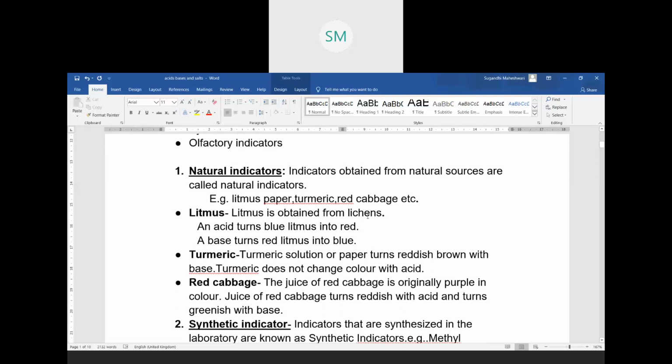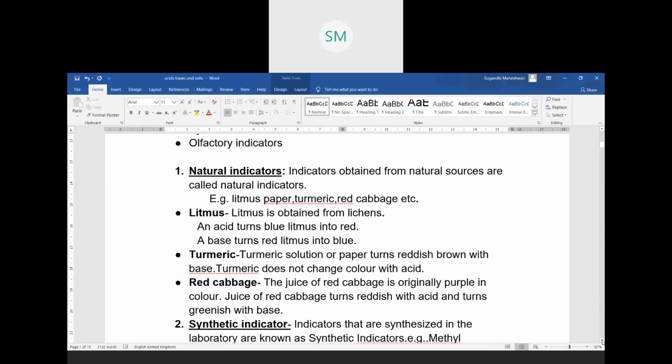Okay, the litmus is obtained from lichens. It is of two colors, one is blue and the other is red. An acid turns blue litmus into red. Okay, so what will be the effect of a base on blue litmus? The blue litmus remains unaffected. Now let's just move to the second, that is turmeric.